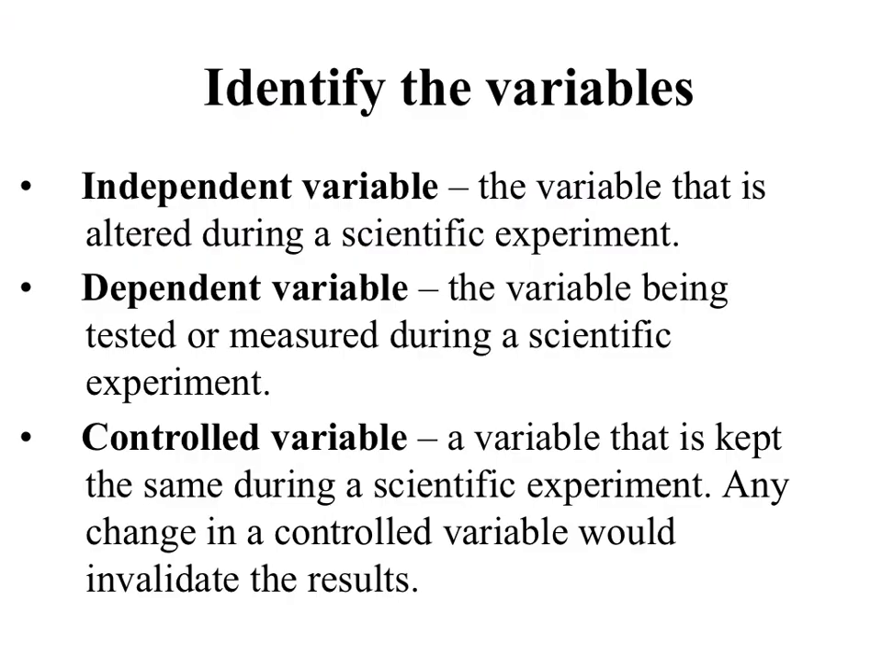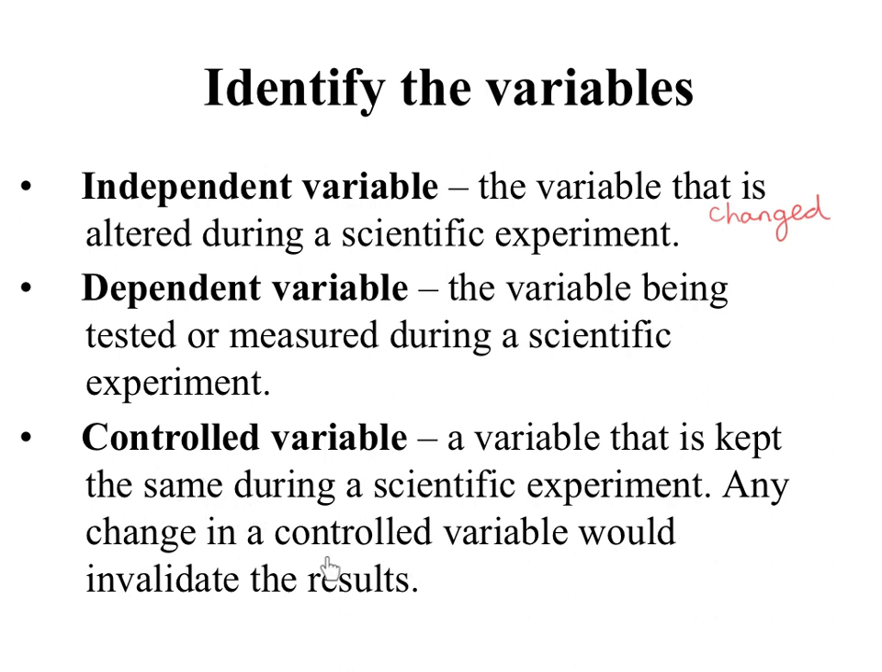There's 3 different variables, okay? You have to be able to identify them, you have to be able to comment on them. So the independent variable, the variable that is altered during the scientific experiment. Sometimes we say changed. The dependent variable then, the variable that is tested or measured during the scientific experiment, and the control variable is the one that is kept the same.